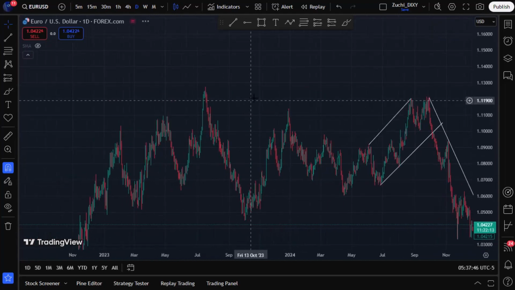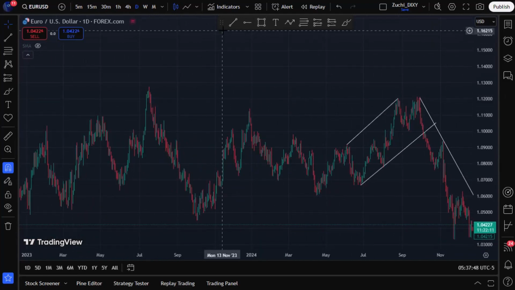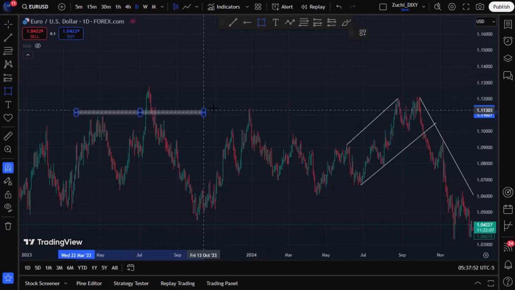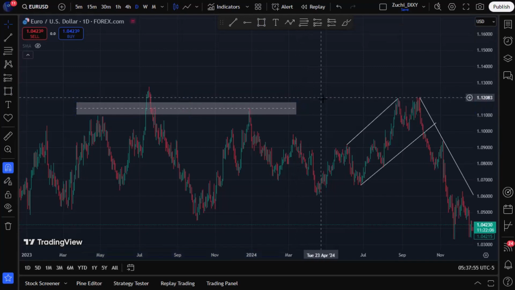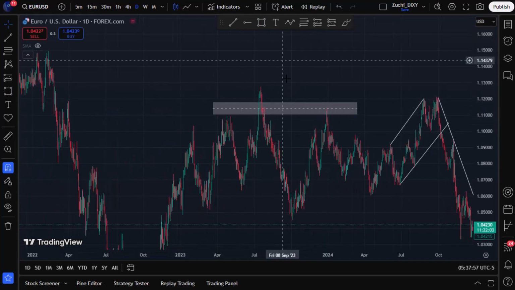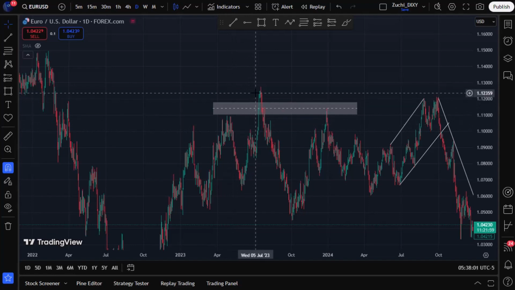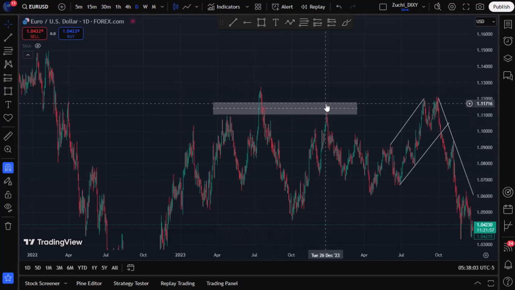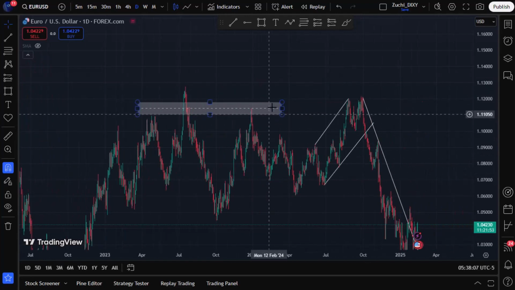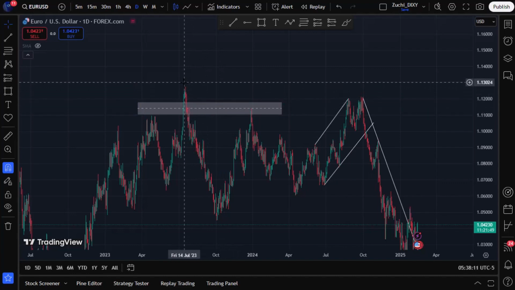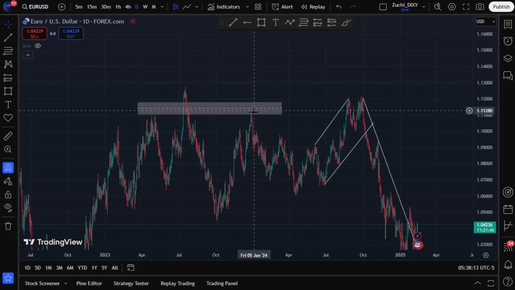So for example, we have something like this over here. We have this level here that actually held price and prevented price from going any higher. You can see the moment price came into this level, it broke down, it came back into that level and broke down again. So this is an important level that we can look at and say, oh, this area is preventing price from going any higher. So this is probably a key level that you might want to look at in the future.